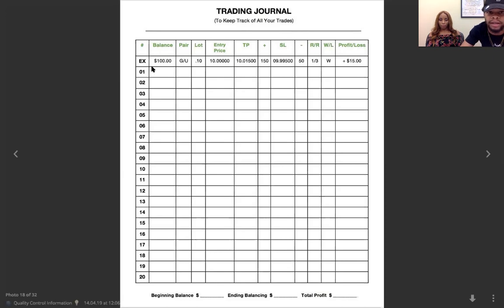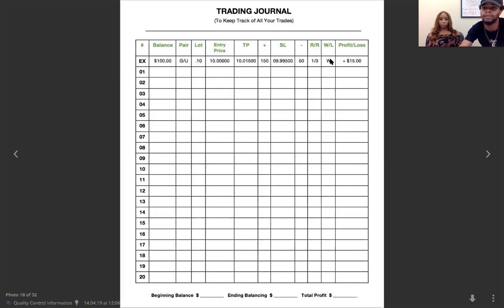So you'll put your balance right here. You'll put your pair, GU, that's GBP USD, and you put the lot size you've been trading off of, right? And you'll put the entry price. For example, the entry price you enter is on your MetaTrader 4. It's always going to be the left number on the side. That is your entry price. And then you would put your take profit. How many pips was it? 150 pips. And then your stop loss, say it was 50 pips. You were willing to lose 50 pips. That was a ratio of 1 to 3.